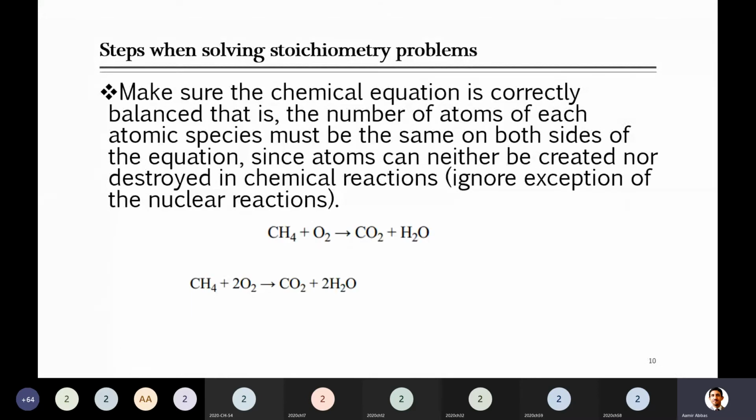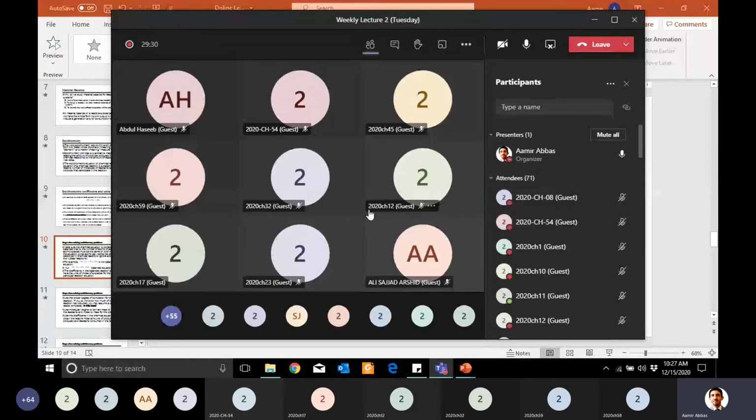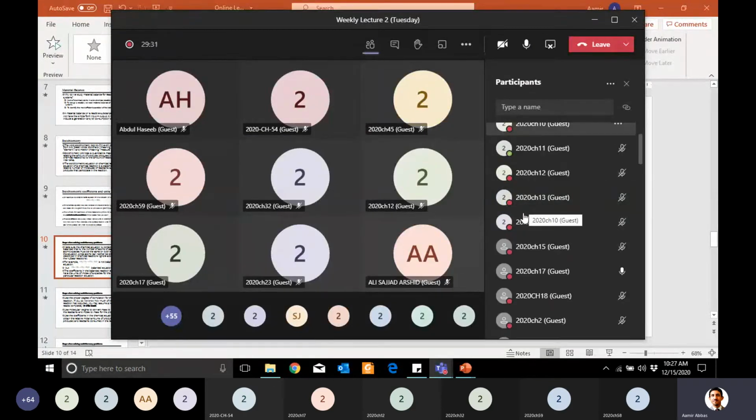Whenever you write any equation, why are they balanced? Because atoms are neither created nor destroyed. That's the law of conservation of mass. You already studied this at the start of material balance. Yes, if we ignore nuclear reactions, because in nuclear reactions it is possible, but in normal conditions atoms are neither created nor destroyed. So if there is one carbon in the reactant, there should be one carbon in the product. Similarly, if there is one oxygen, it should be one oxygen on the product side.